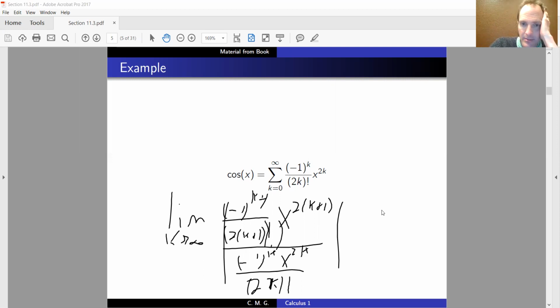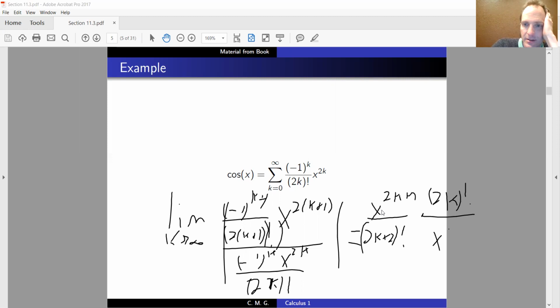And what I'm left with is x to the 2k plus 2, over 2k plus 2 factorial, and then I have 2k factorial, and then x to the 2k in the bottom. Oh, it's really 2k plus 2 on the top of that exponent, right? All right, what do I end up with there? So the x to the 2k and the x to the 2k cancel, so I get x squared.